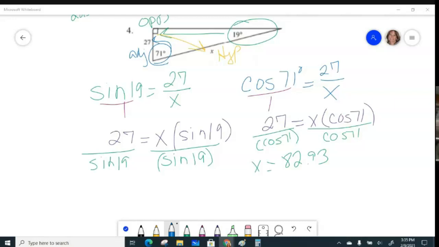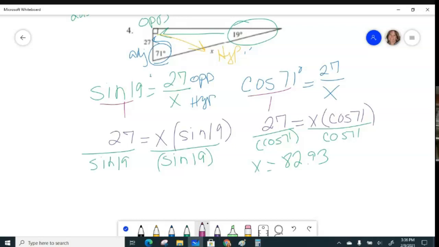So either one can be used. If we go with the 19, then the opposite side is the 27. So that was our opposite side, and then X is the hypotenuse. Then we're going to cross multiply and solve. If we use the sine, we would go with the angle of 19 degrees. If we want to use cosine, that's when we would go with the 71.